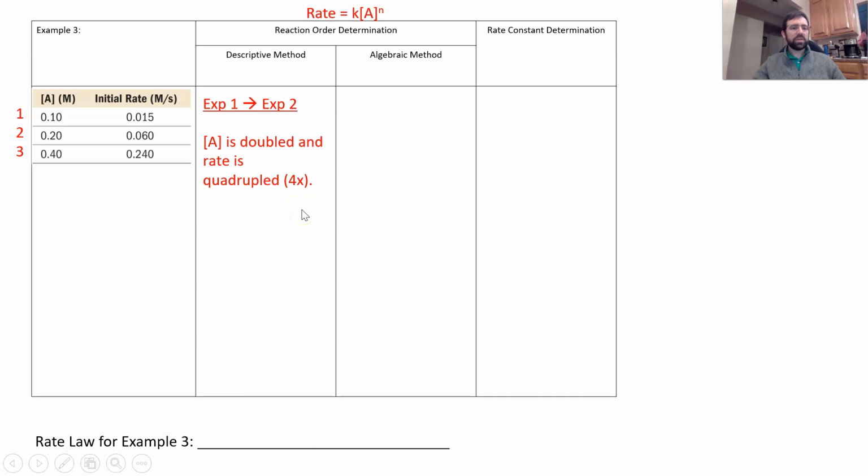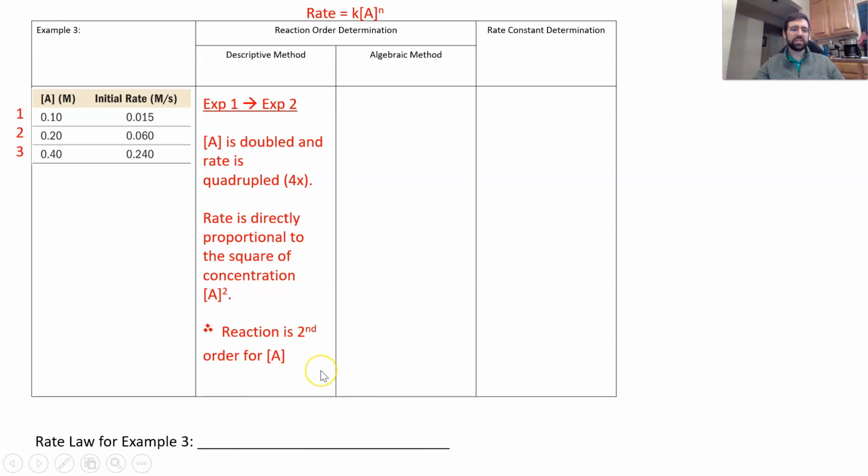Okay. So if when I double this, the rate is quadrupled, that tells me that rate is directly proportional to the square of concentration, or to A squared. So I doubled it, it went up by 4. Well, 2 squared is 4, so that tells me my order has to be 2. The reaction is second order for A. That's the verbal way of explaining it.